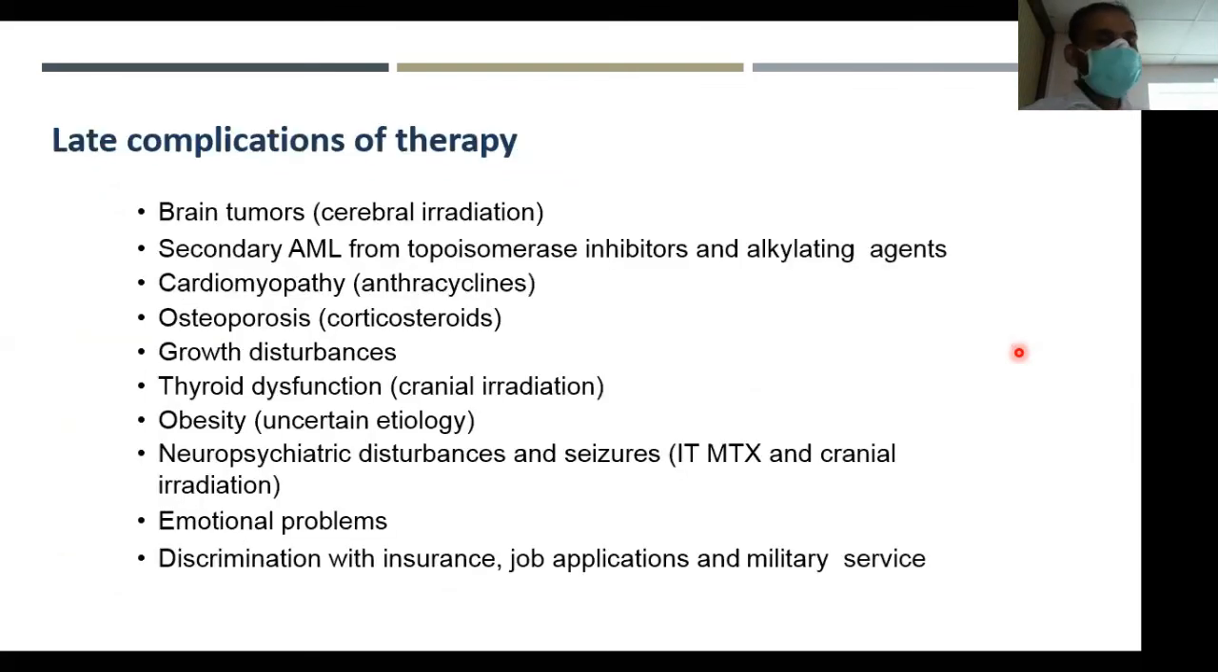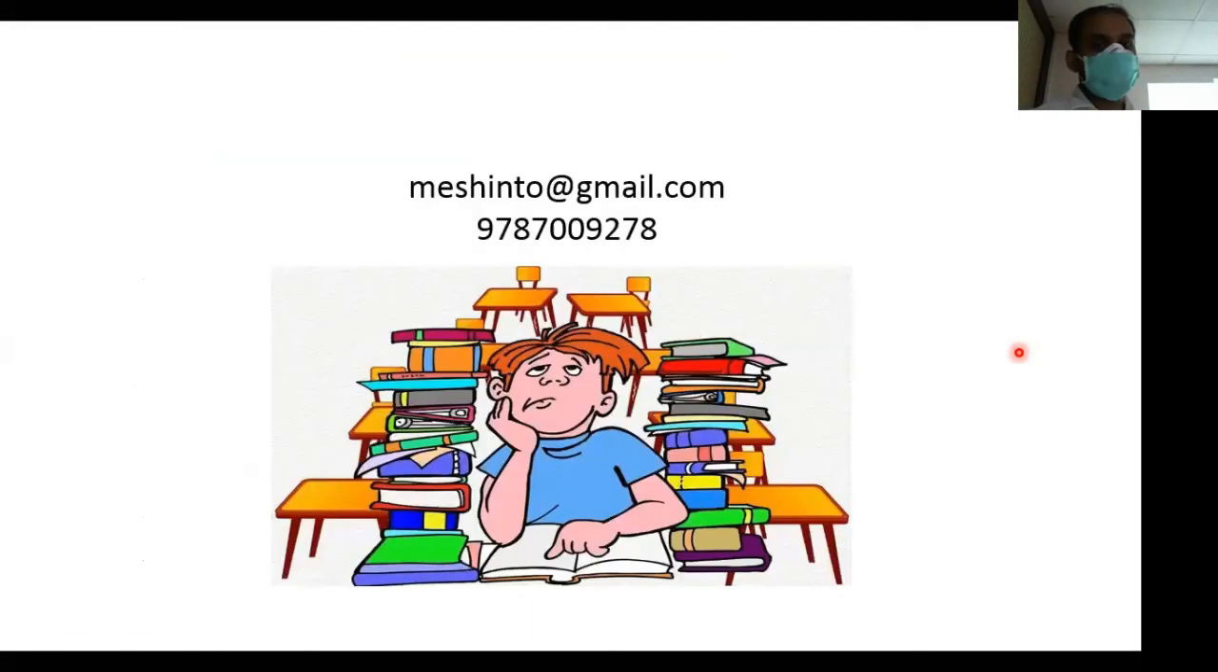Late complications include secondary tumors, growth problems, thyroid abnormalities, endocrine defects, and neuropsychiatric problems, especially with radiation. So the majority of groups are getting away from radiation. No radiation as prophylaxis unless there is a high risk of CNS involvement at presentation. Okay, so I stop here.